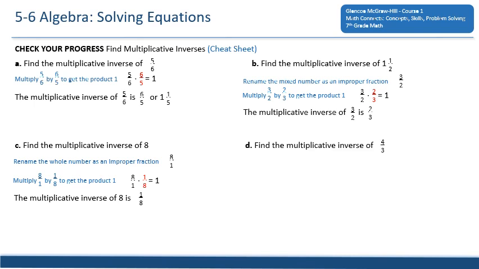Find the multiplicative inverse of 4/3. Multiply 4/3 by its reciprocal, 3/4, to get the product 1. So 4/3 times 3/4 equals 1. The multiplicative inverse or reciprocal of 4/3 is 3/4.